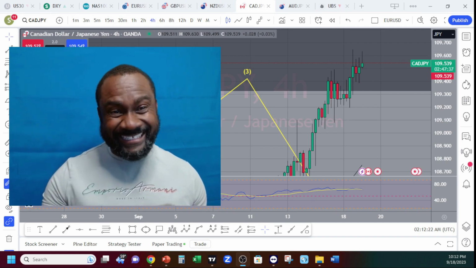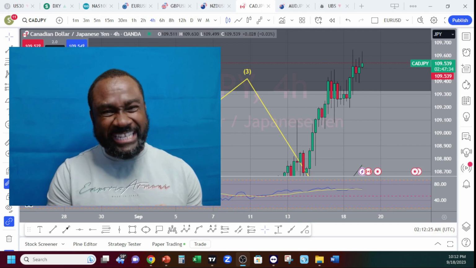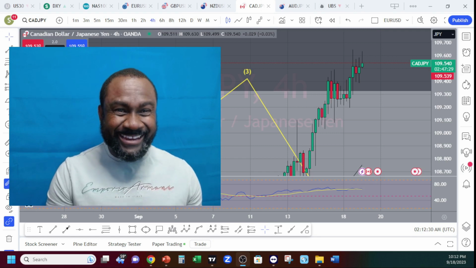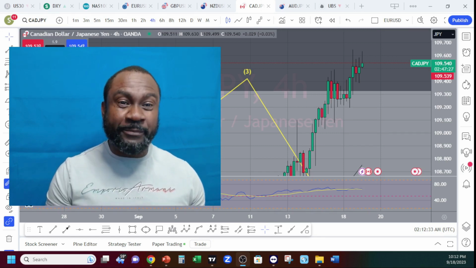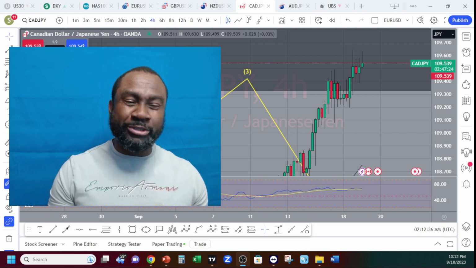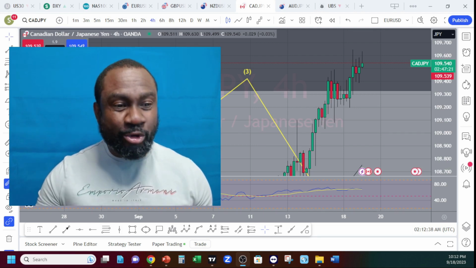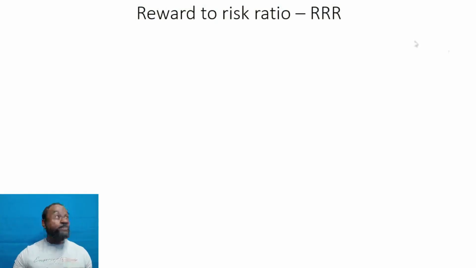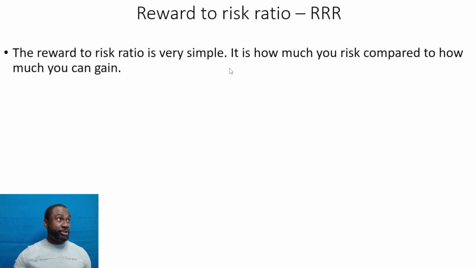But if you learn these basics like a foundation, a house sitting on a foundation, you need to have a good foundation to understand what the market is all about to help you become a better and a consistent trader. So let's look at what is risk to reward ratio. Risk to reward ratio is very simple. It is how much you risk compared to how much you can gain. It's a simple concept.